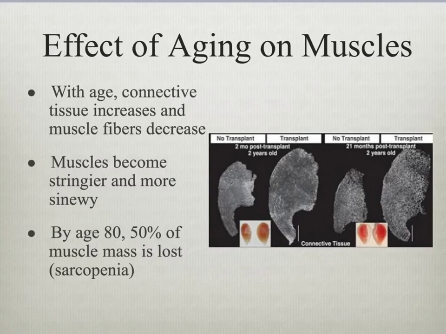The effect of aging on muscles. So with age, connective tissue increases, but the muscle fibers decrease. So muscles will become stringier and more sinewy. And by age 80, 50% of muscle mass is lost. And this loss of muscle mass is called sarcopenia.